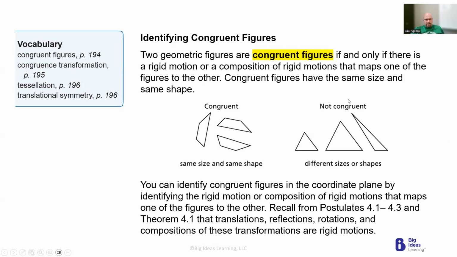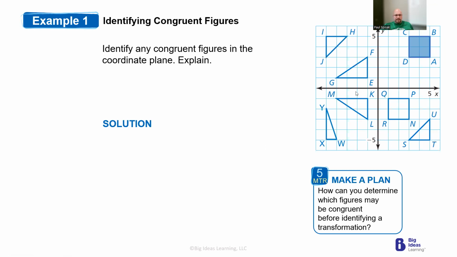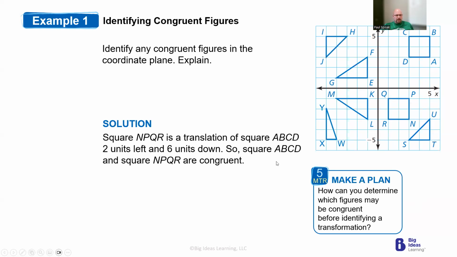So I'll give an example of congruent figures and then figures that are not congruent. Again, congruent means the same size, same shape. Let's look at the first example: identify any congruent figures in the coordinate plane. On here, there are at least three sets of figures that are congruent. The first one, we have the square up there, A, B, C, D. If we translate it over and down, it lines up with P and Q. So we can say that those two are congruent by transformation, same size, same shape.